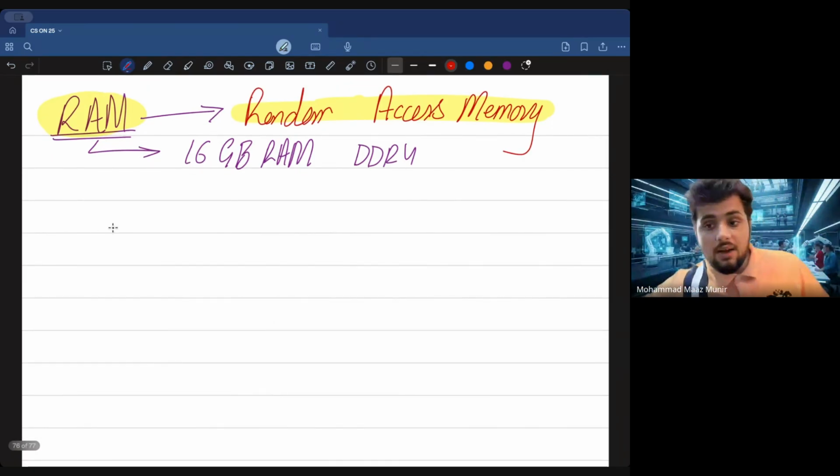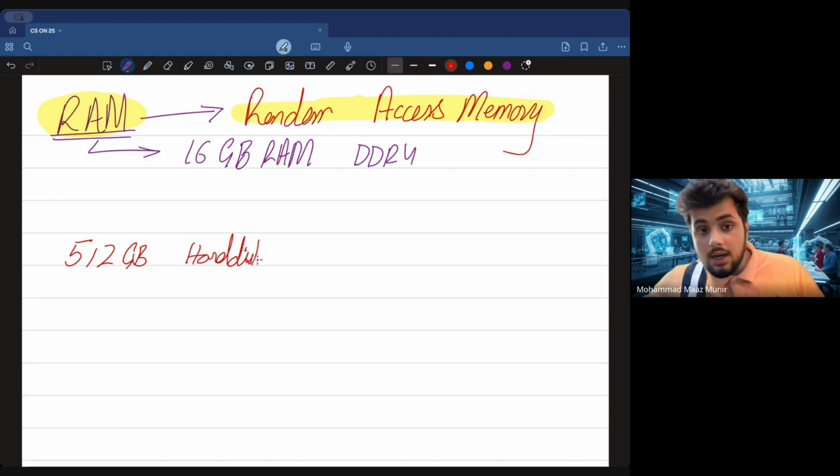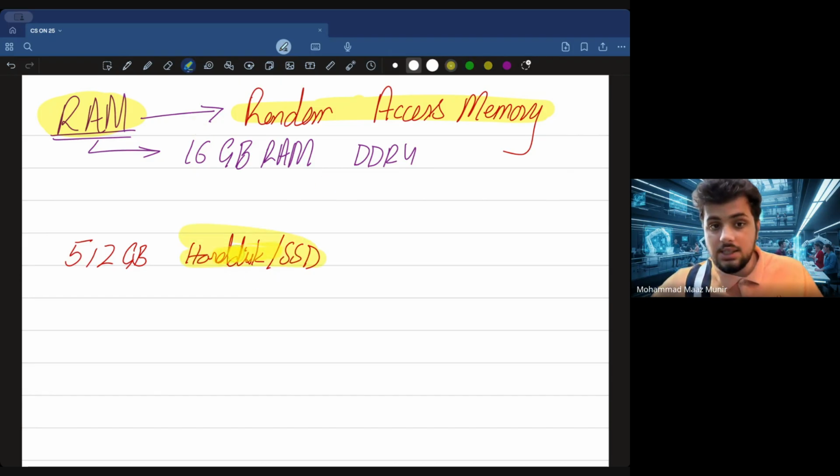SSD? So you might have heard when you get a PC, the person is like, okay, this laptop has a 512 GB hard disk, or if you get a newer laptop, it has a 512 GB SSD. So what's the difference between hard disk, SSDs and these RAMs? This is something जो कि आप लोगों ने समझना है.